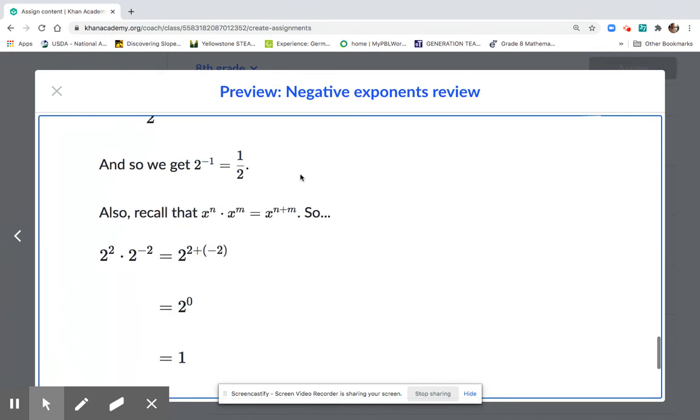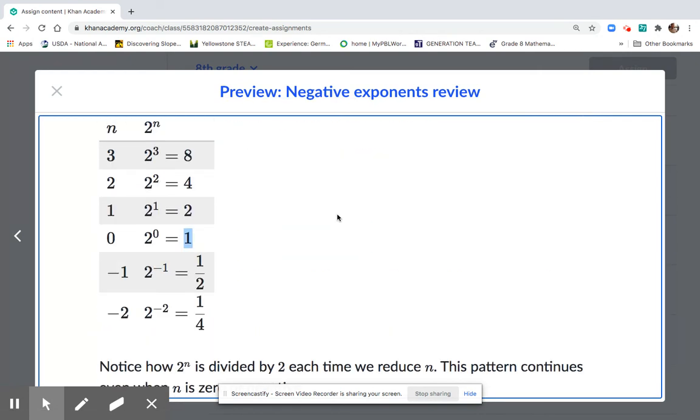All right, so this was a review of negative exponents. You guys had done a negative exponents assignment before. If you haven't completed the past negative exponent assignments, you should go back and complete that. And I'm going to be assigning an additional negative exponent assignment so you guys can get some more practice.